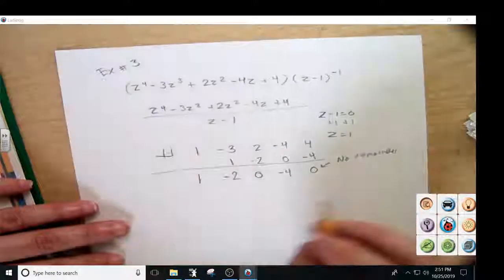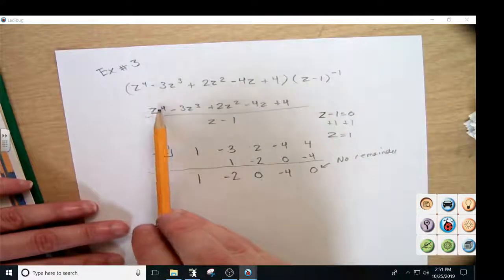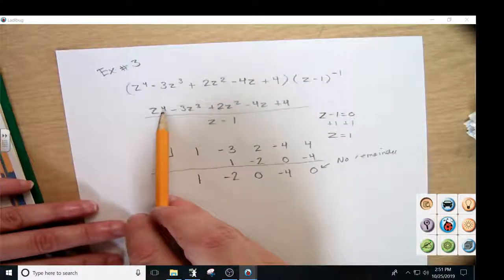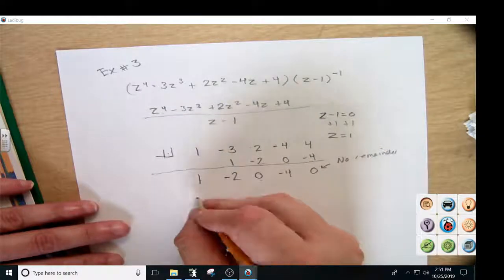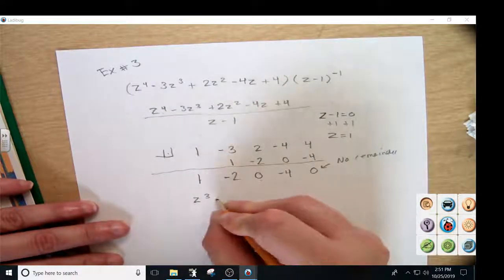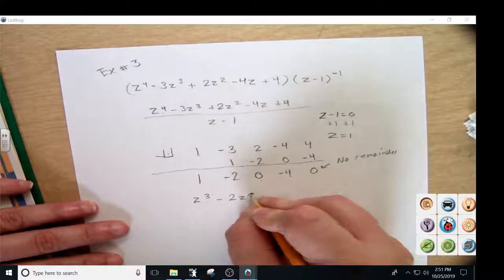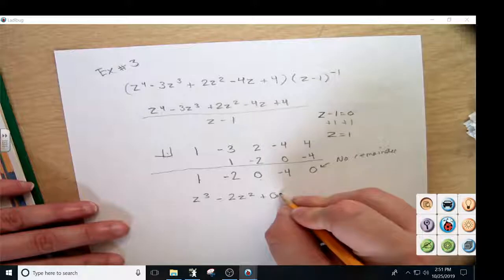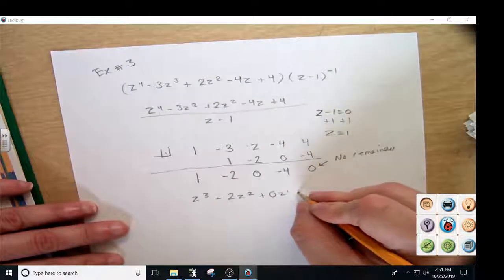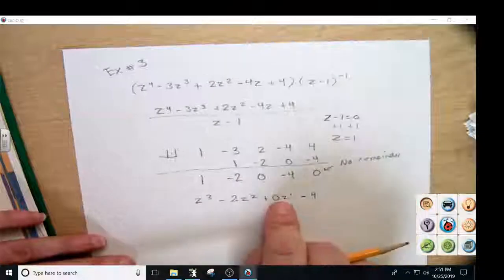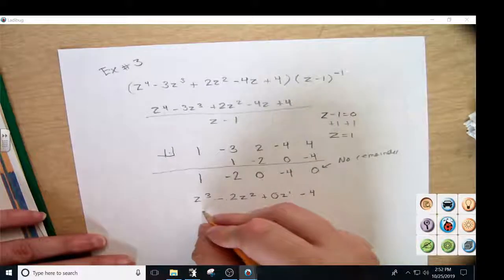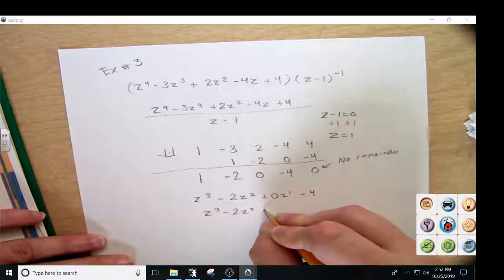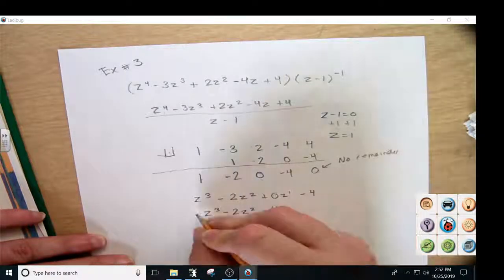Okay, so now, remember your answer is going to be 1 degree less than your divisor here. So it's going to be z to the third minus 2z squared plus 0z to the first minus 4. Now, 0 times z is just 0, so that's not going to show up in your answer. Z cubed minus 2z squared minus 4. That would be your answer.